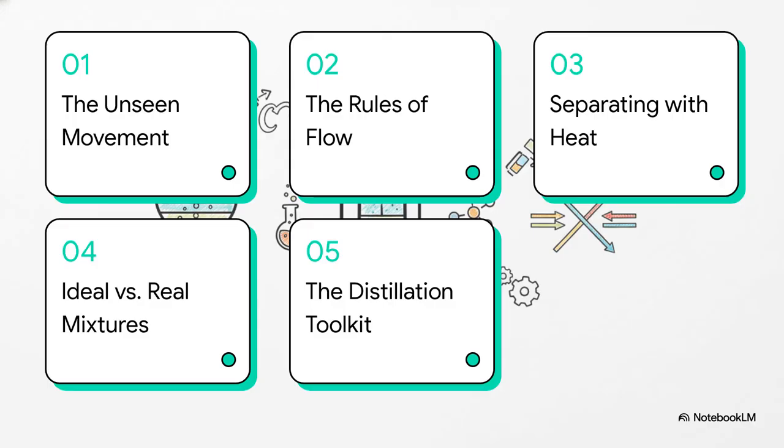So, here's our game plan. We're going to start with the unseen movement of molecules all around us, and then look at the rules that tell them where to go. After that, we'll see how we use heat to separate things, talk about why the real world is messier than the textbook, and finish up by exploring the incredible toolkit engineers use for distillation.